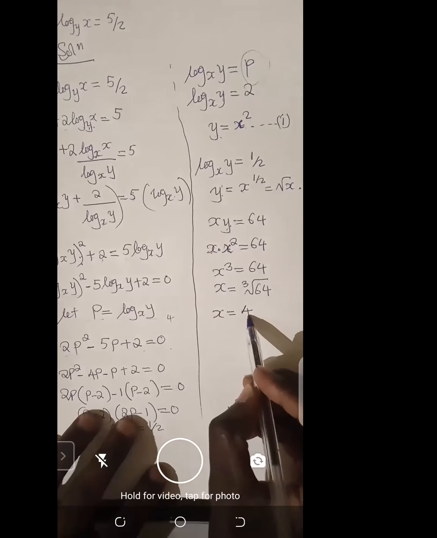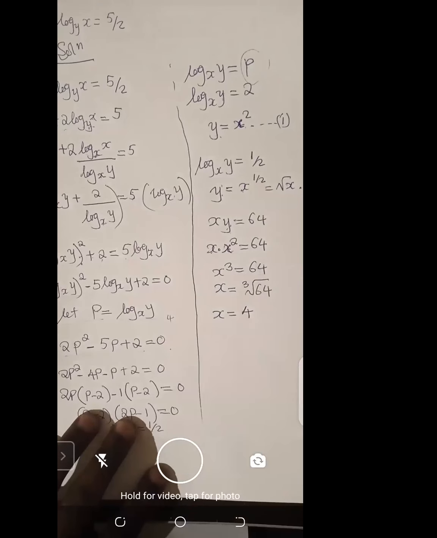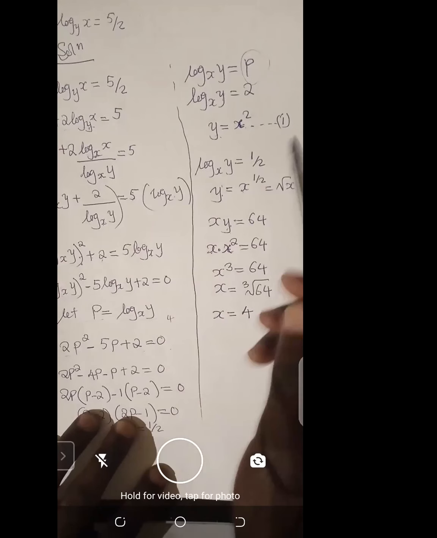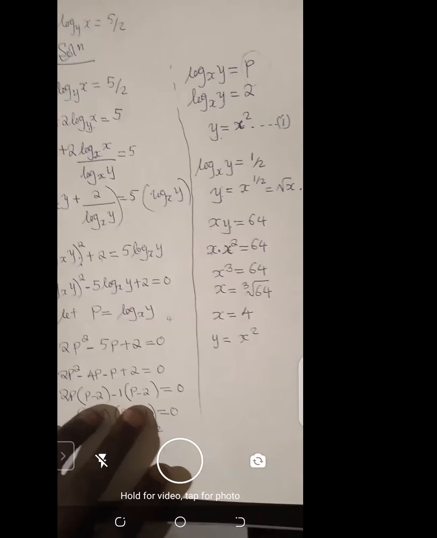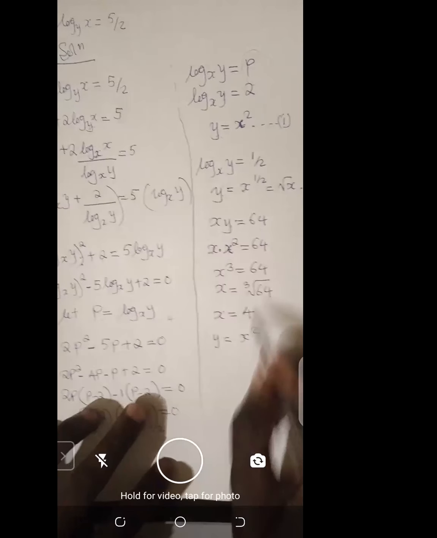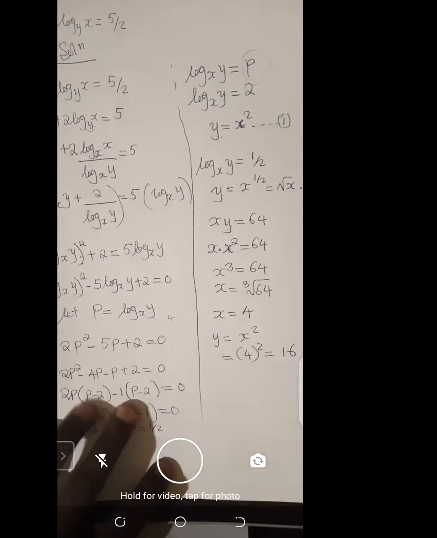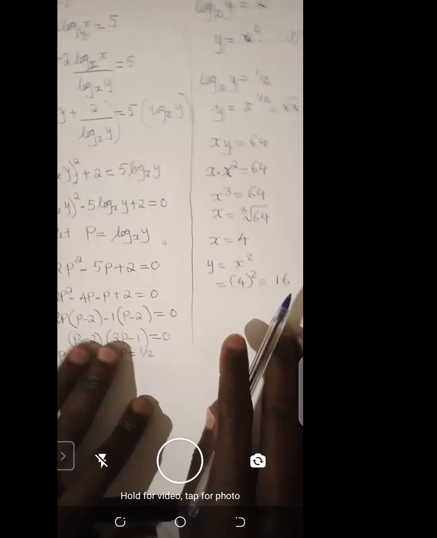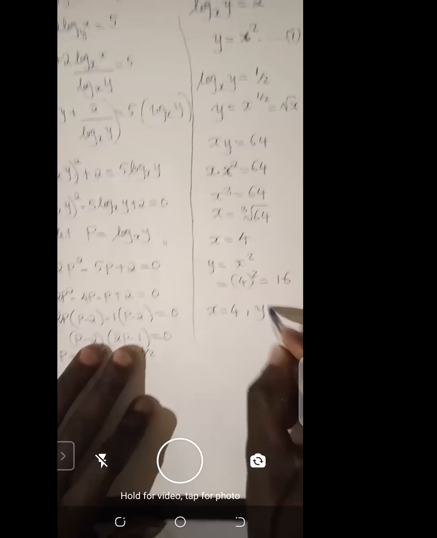So you can either use xy is equal to 64, or this one here, y is equal to x squared. But y is equal to x squared is simple. So whichever one you use, you get the same answer. So y is equal to x squared, which is equal to 16. So you have that when x is equal to 4, y is equal to 16.